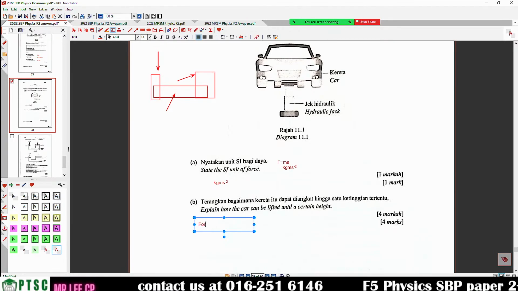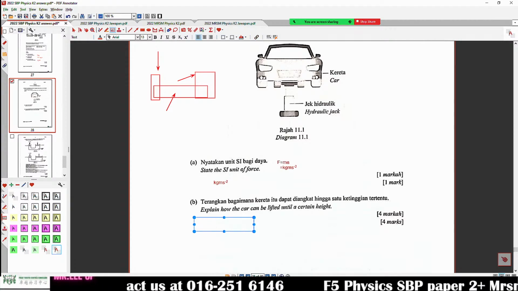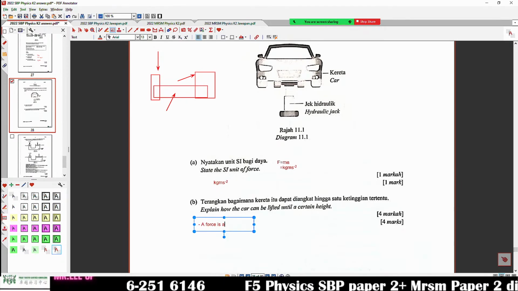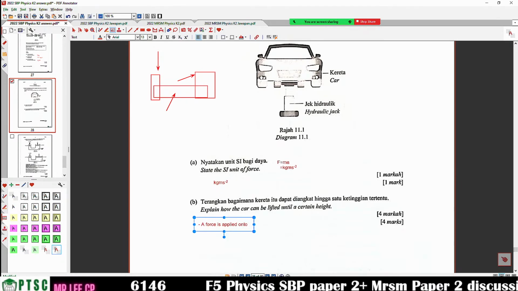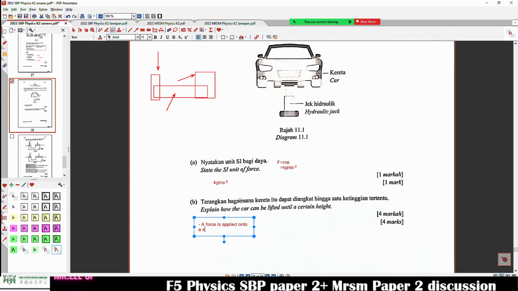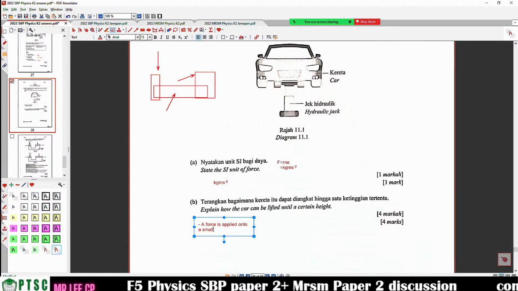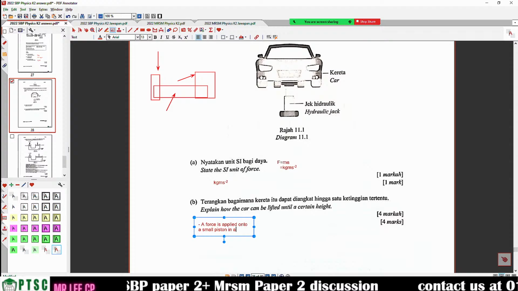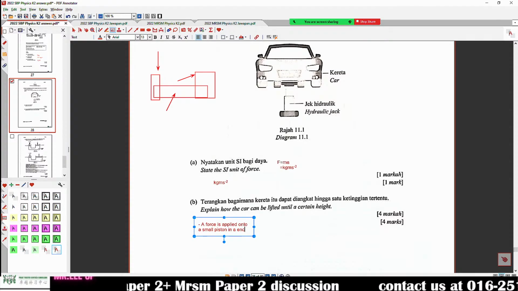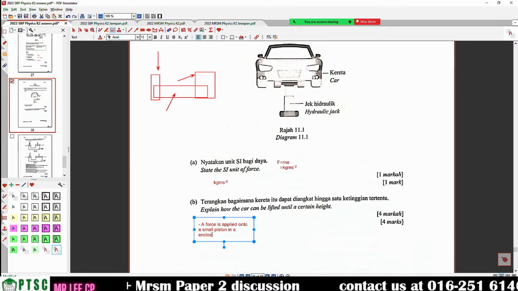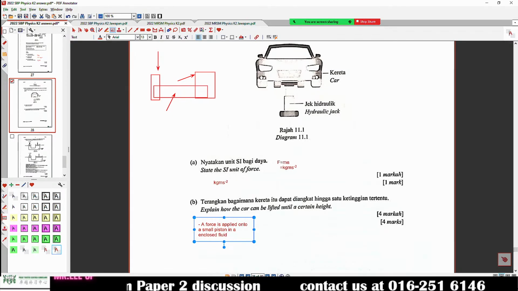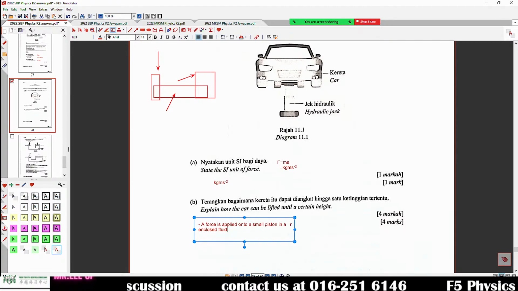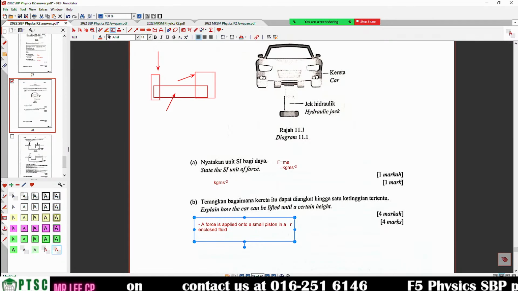A force is applied onto the small piston in an enclosed fluid. I don't know whether the enclosed fluid is in the 1 mark or not, but I try to write it this way.